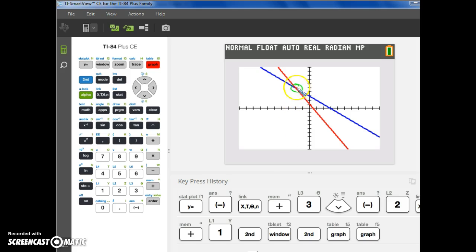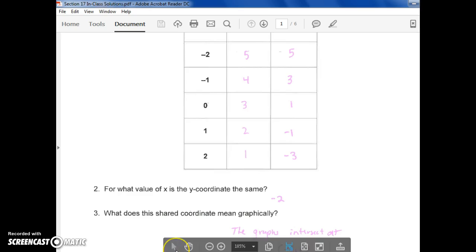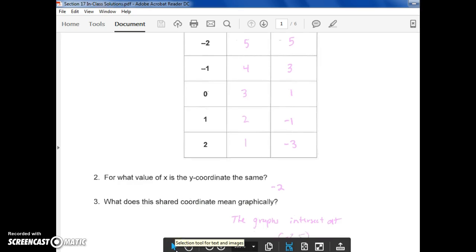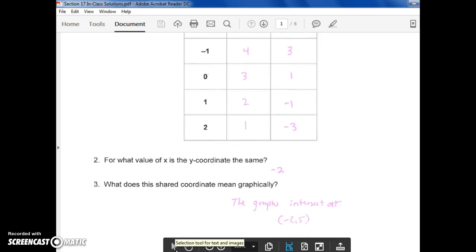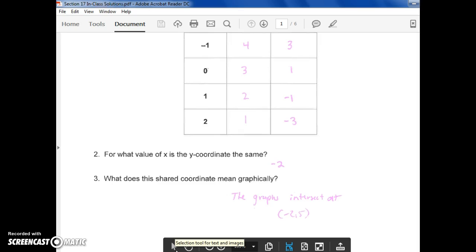Right there, negative 2 comma 5. What's significant about that point is it's the intersection of the two lines, which is essentially what we're asked to find. So graphically, that means the graphs intersect at negative 2 comma 5. It's a shared point, a solution to a system of equations.